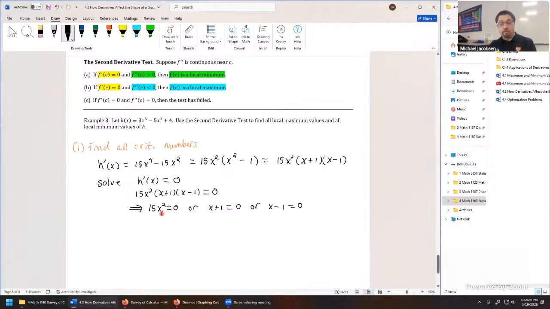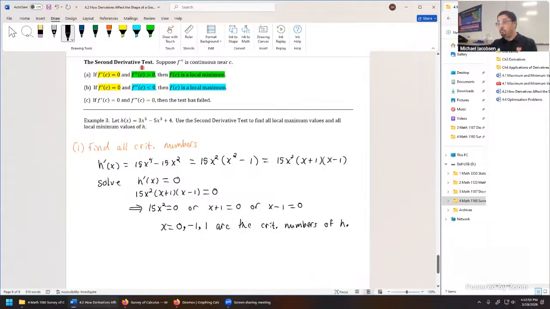Solution on this one is just 0. X being 0 solves that one completely. So let's list them out. We have critical number 0. From this one, it's -1. And from this equation, it's +1. These are the critical numbers of that function h. Once the critical numbers are done, we move on to the next step.